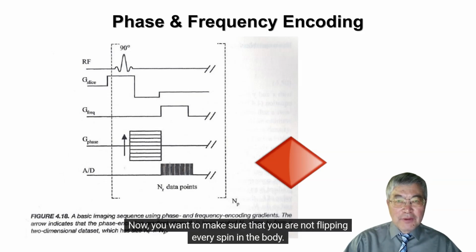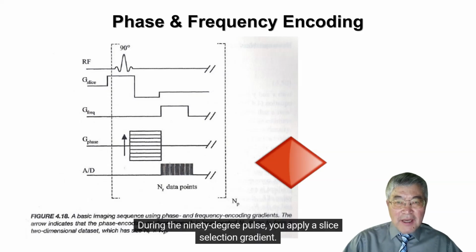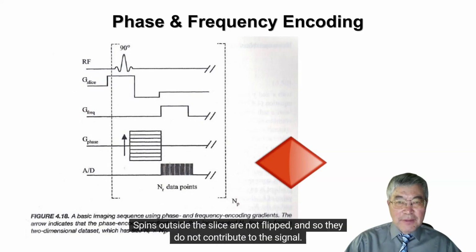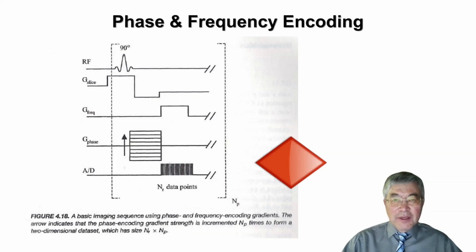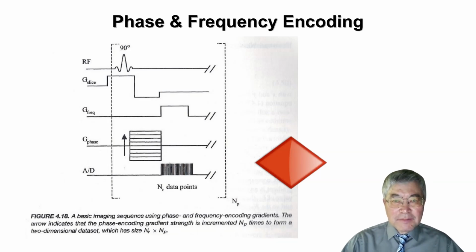Now you want to make sure that you are not flipping every spin in the body. You only want to flip the spins within a single slice. That is where slice selection comes in. During the 90-degree pulse, you apply a slice selection gradient. This gradient ensures that only the spins that are resonant within that slice frequency range are flipped into the XY plane. Spins outside the slice are not flipped, and so they do not contribute to the signal. This is the first major step. Slice selection removes one dimension, narrowing the signal to a single slice.